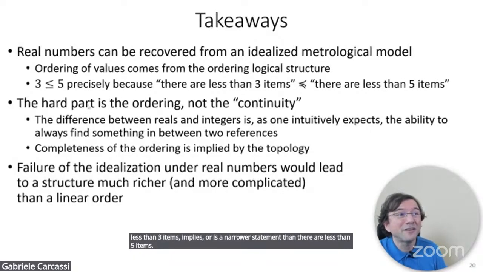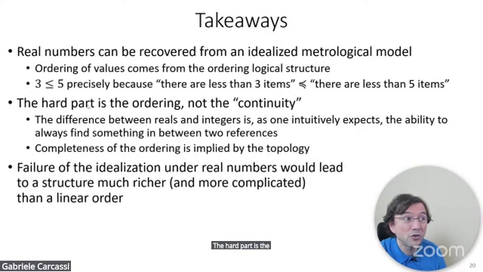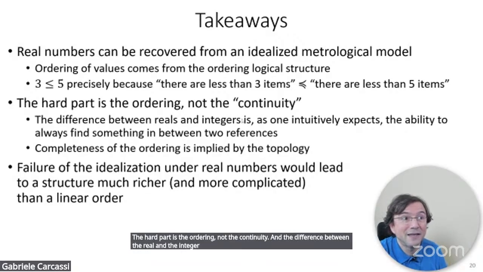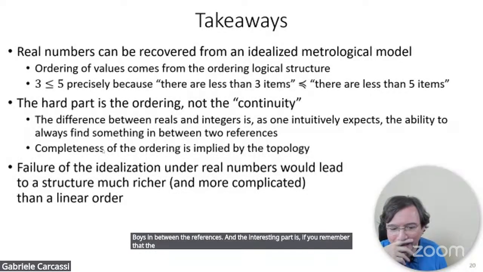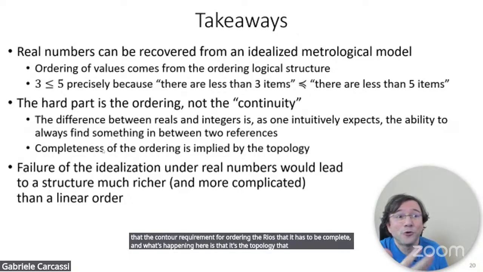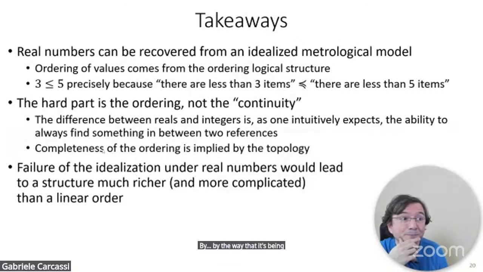The hard part is the ordering, not the continuity. And the difference between the real and the integer is basically trivial. It's just the ability to find something always in between two references. And the interesting part is, if you remember the Cantor requirement for ordering with the reals, that it has to be complete. What's happening here is that it's the topology that is forcing this ordering to be complete by the way that it's being constructed.